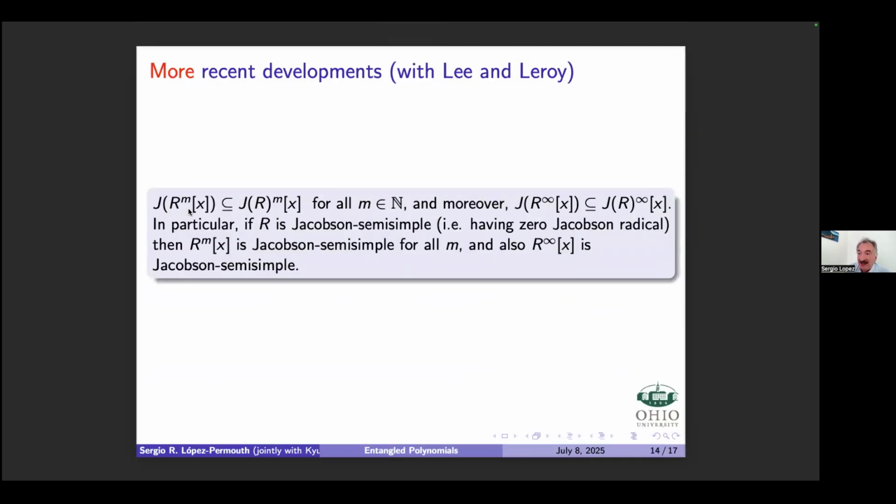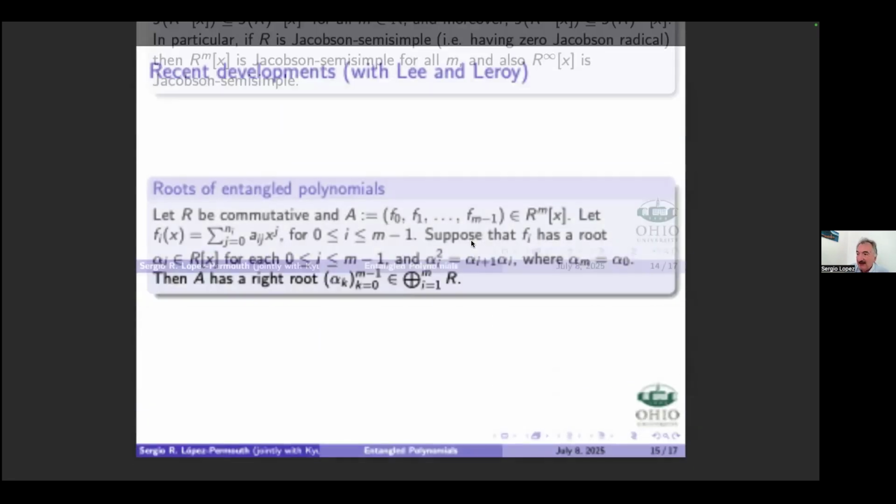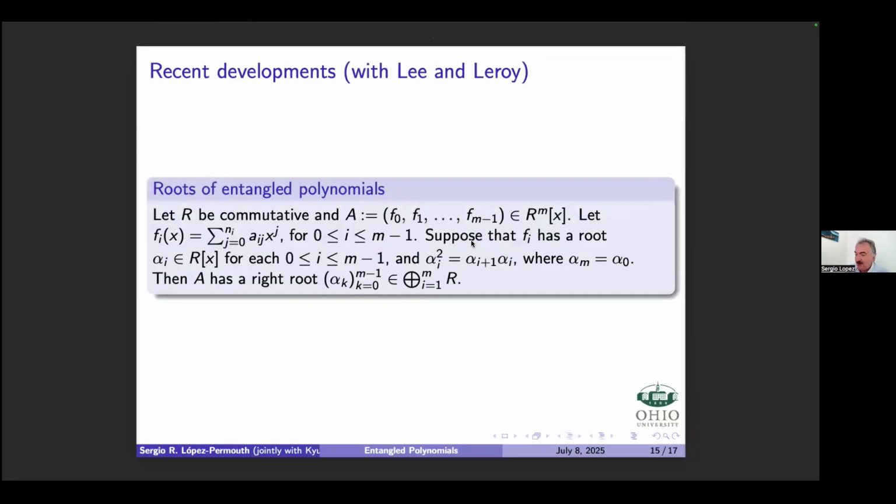How about the Jacobson radical? Well, the Jacobson radical of the m-nomials is going to be contained in polynomials whose coefficients are in the powers of the Jacobson radical. So in particular, if I have Jacobson semi-simple, it will depend on the ring of coefficients. So the behavior is rather good. In the previous project, we had talked about units and idempotents and stuff like that. It's all interesting. I didn't want to take too many chances that I would run out of time.